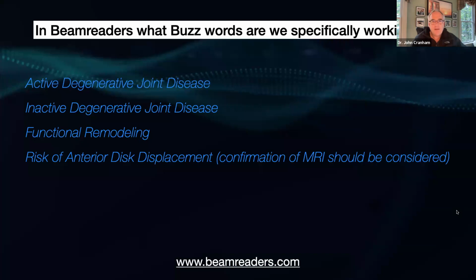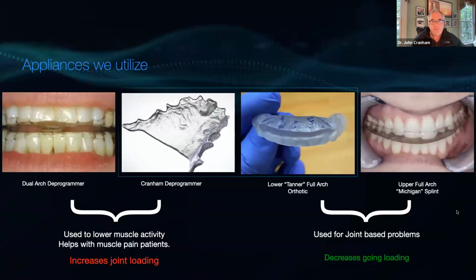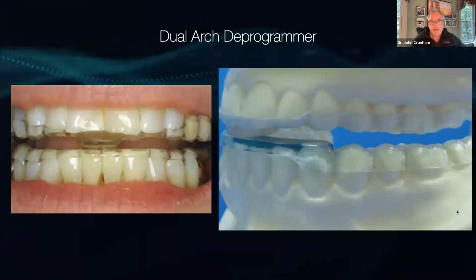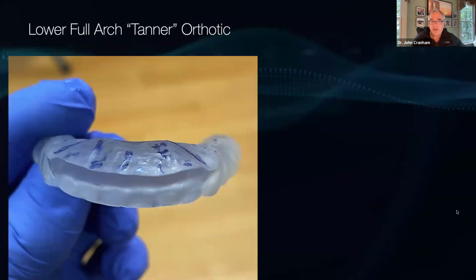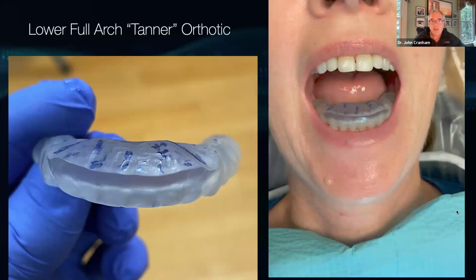having some of the different diagnoses that are available to us from that technology, and then having the capacity to design one of these 4 types of appliances, whether it's the dual arch deprogrammer, the little deprogrammer that I do for short term on clenchers, a full arch Tanner, lower Tanner orthotic on TMJ patients, or maybe even an upper full arch Michigan type splint. The bottom line is all these can be fabricated very, very easily inside the splint studio.